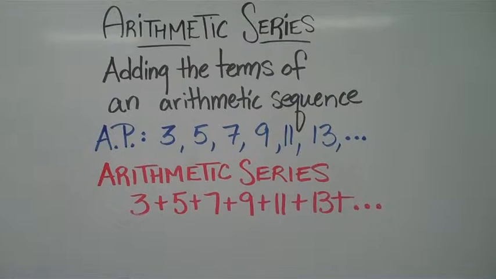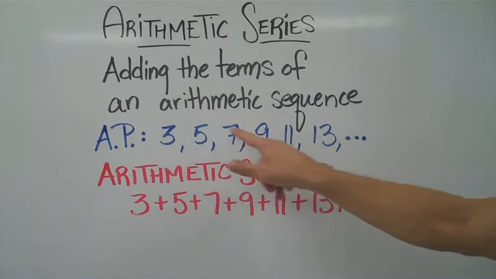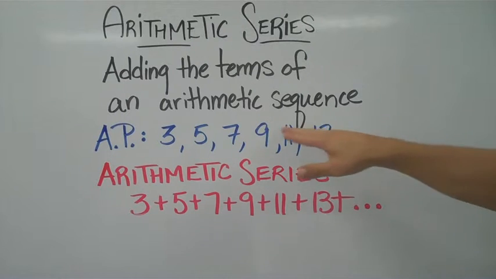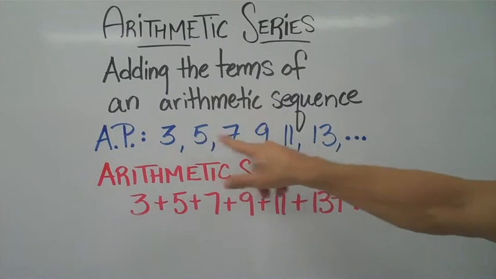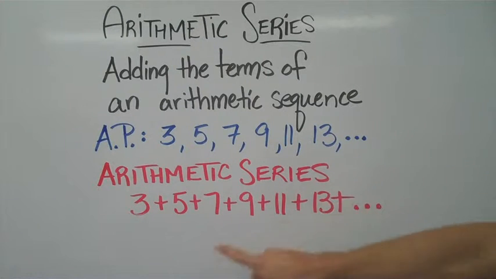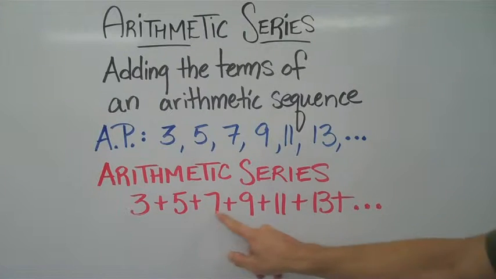An arithmetic series involves taking an arithmetic sequence or an arithmetic progression and adding the terms up. For example, if our arithmetic progression is 3, 5, 7, 9, 11, 13, etc., we recognize this is an AP because we have a common difference. Then the accompanying arithmetic series will just be the same numbers, but instead of the commas, now we are adding them up. We're finding the sum.